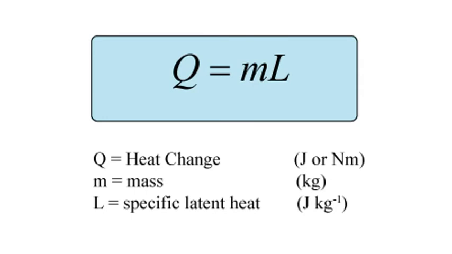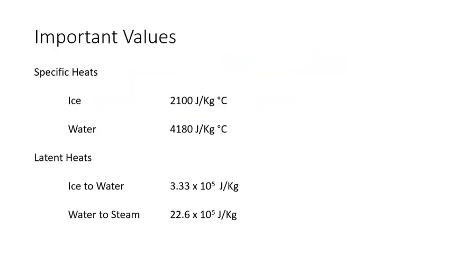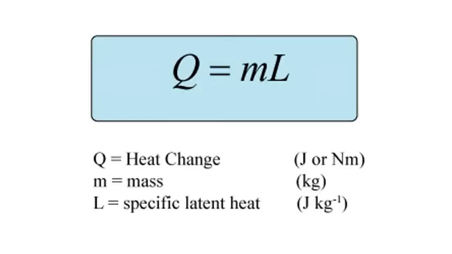Latent heat deals with a change in phase, right? So latent heat is the amount, I'll say it because it's not written down. Latent heat is the amount of energy required to change 1 kilogram of a material from a solid to a liquid. Or it could be the amount of energy required to change 1 kilogram of a liquid to a gas. And I'll say a little more about that.